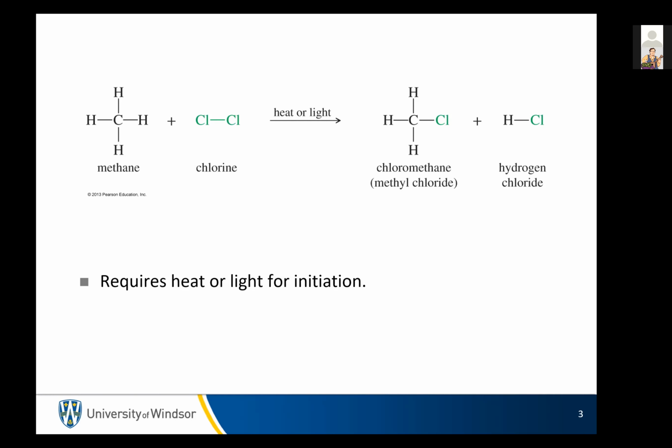And it happens using radical chemistry. Radical chemistry requires tons of energy and weak bonds. That's the secret. It often needs heat or light to initiate it. Well, it needs energy, and energy normally comes in the form of either heat or light.